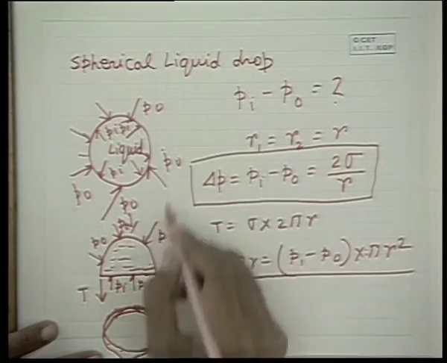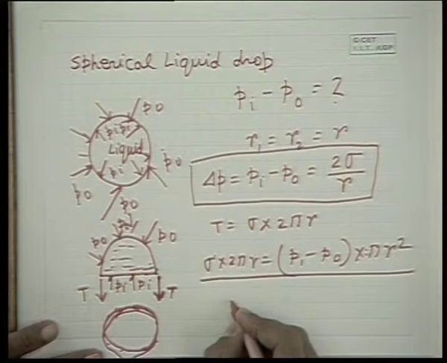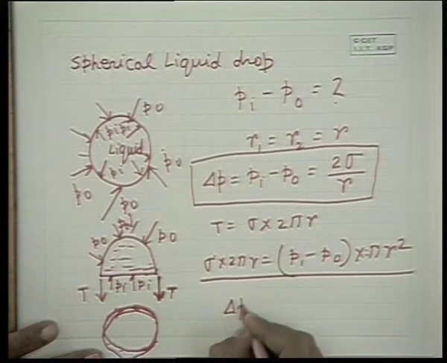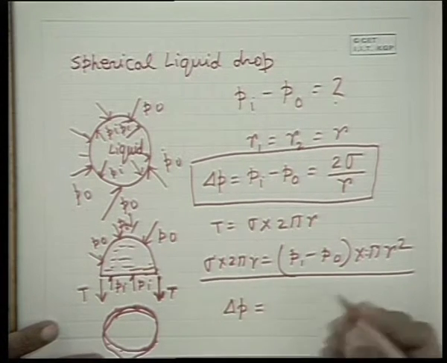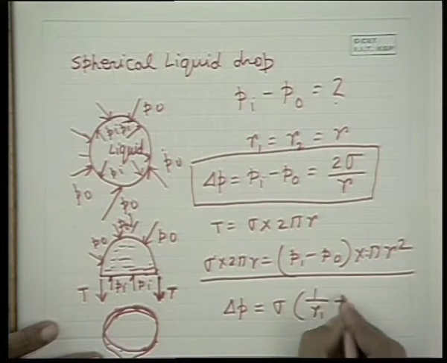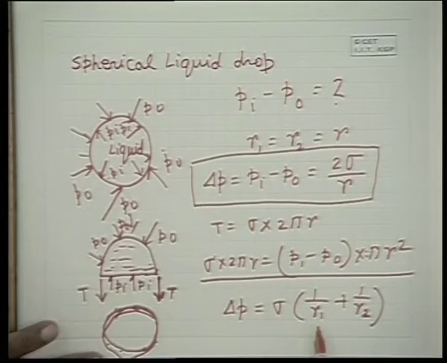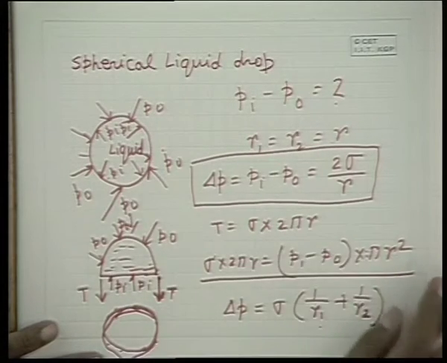It is not necessary to do it from fundamentals, since we know the general expression that delta P for a liquid surface curved in both the directions is sigma into 1 by R1 plus 1 by R2. We simply, in case of a spherical liquid drop, put R1 is equal to R2 is equal to R.